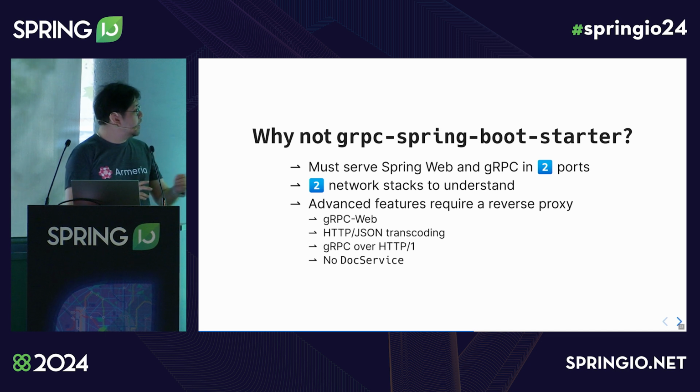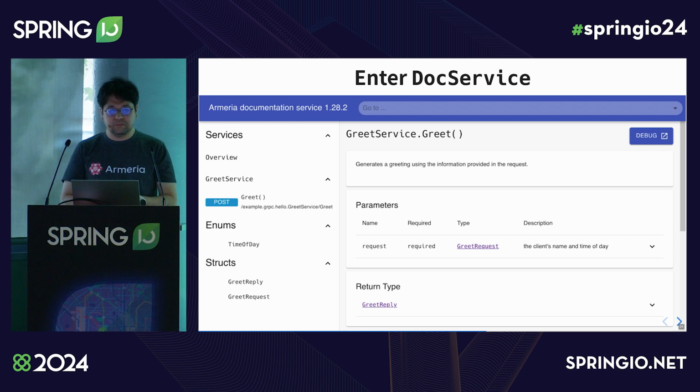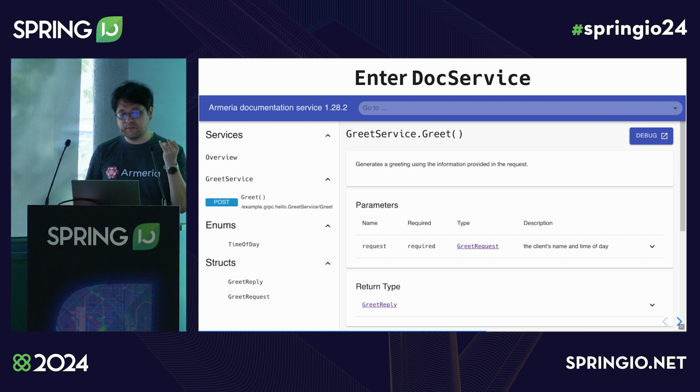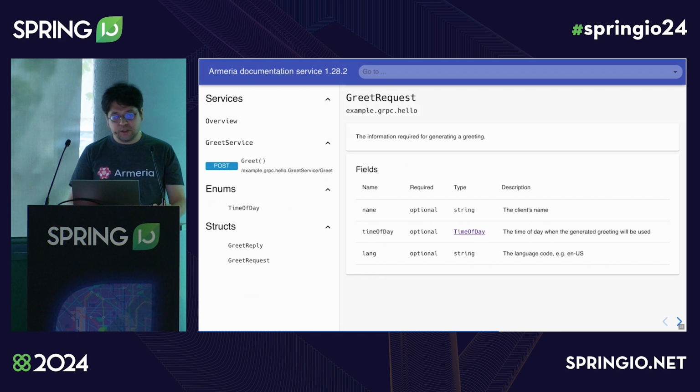And I did not explain the last bullet, DocService, because it needs its own slides. Okay, so DocService is a web-based UI that allows you to browse the API specification of your services. It works for gRPC, Thrift, GraphQL, and some REST APIs. It works especially well for RPC endpoints like gRPC. So as you see, you can browse the list of RPC methods easily. And you can also browse details of the request and response types, like you browse Javadoc, which is very useful.